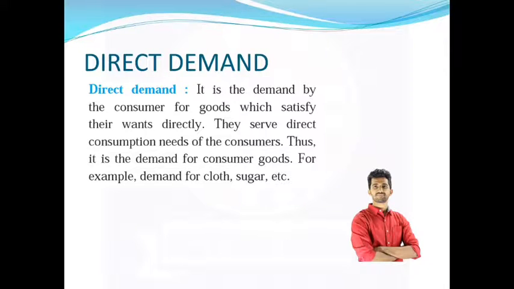As I said earlier, goods are often classified as producers' goods and consumers' goods. Producer goods have indirect demand, whereas consumer goods have direct demand. They serve direct consumption needs of the consumers. Thus, it is the demand for consumer goods, for example, demand for cloth, sugar, etc. In this way, we understand that demand has five important types, namely direct demand, indirect demand, complementary demand, composite, and competitive demand.